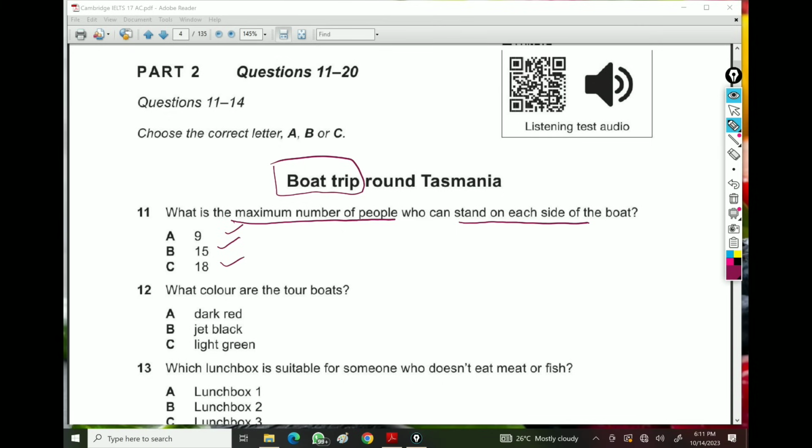Now listen on. That's you around the coastline. But please note, if there are more than 9 people on either side of the boat. More than 9 means maximum number of people.